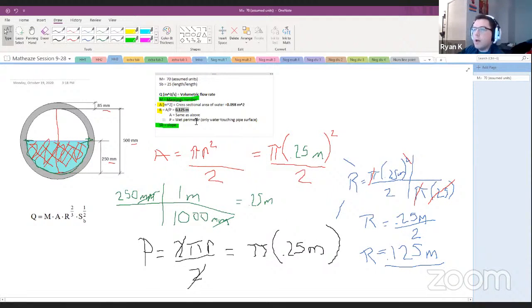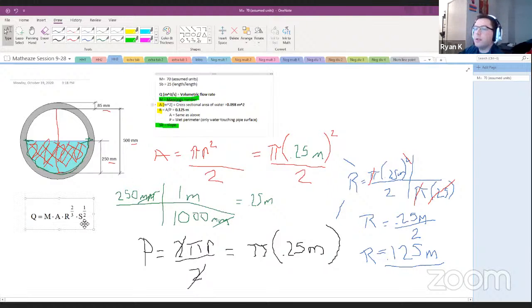So we have everything now to go ahead and solve the problem. We don't know where the Q is, but we're trying to solve for that because we need to find the volumetric flow rate. M, they gave us at the start, they said that it was 70, and that when it was 70, our slope SB would be 25. So we know both M and SB. A, we just solved as 0.098 meters squared. And R, we also just solved as 0.125 meters.